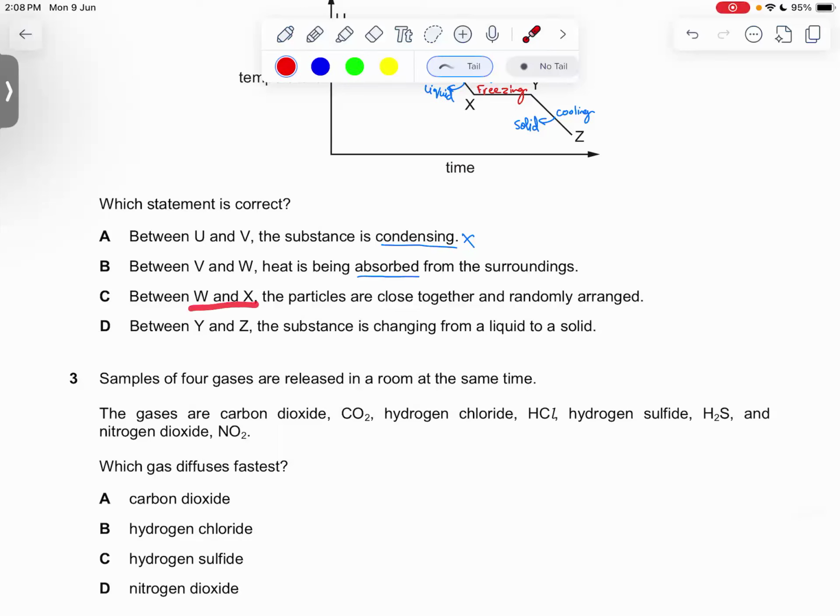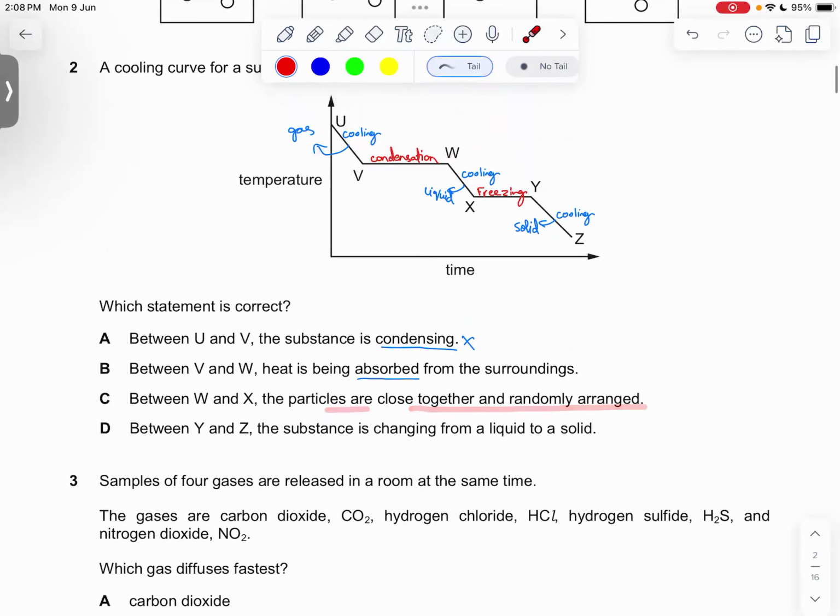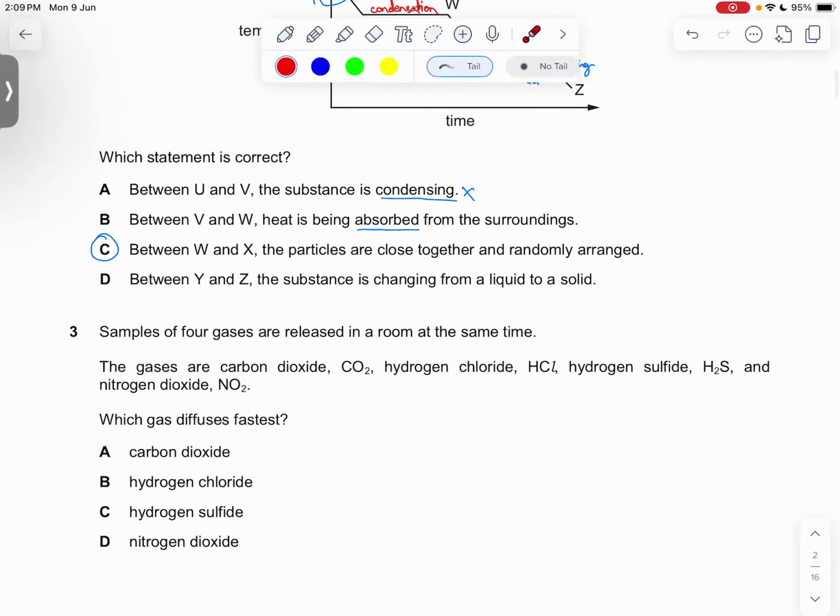Next, between W and X, the particles are close together and randomly arranged. Between W and X, the particles are first of all liquid. And what is the characteristic of liquid? Are they close? Yes, they are. And are they randomly moving? Yes, they are. So this statement is correct. C should be the correct answer, but let's just look at D.